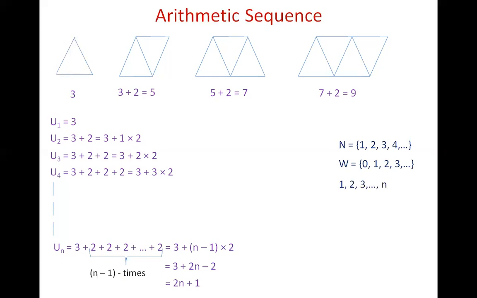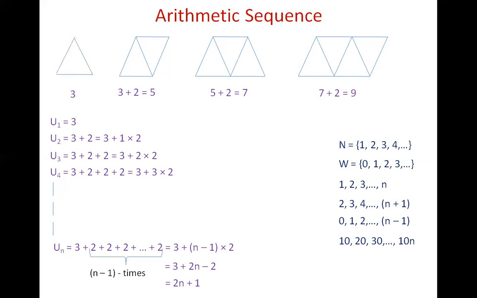We can also take a finite number of natural numbers, that is, a sequence with n natural numbers. If we add 1 to each natural number, we get a new sequence whose nth term is n plus 1. If we subtract 1 from each natural number, we get another sequence whose nth term is n minus 1. If we multiply each natural number with 10, we get a sequence whose nth term is 10n.